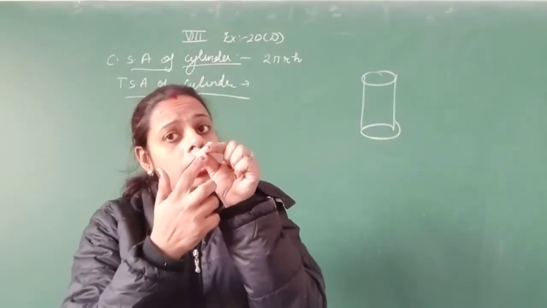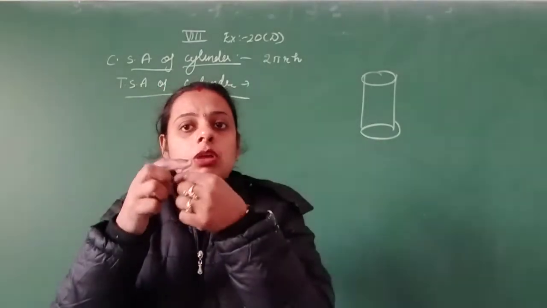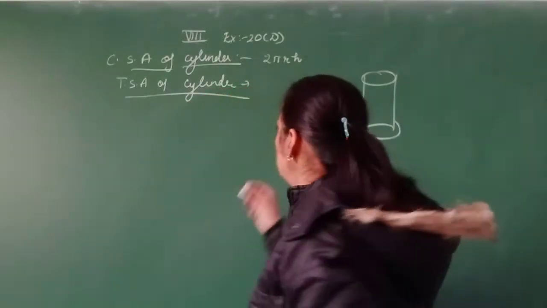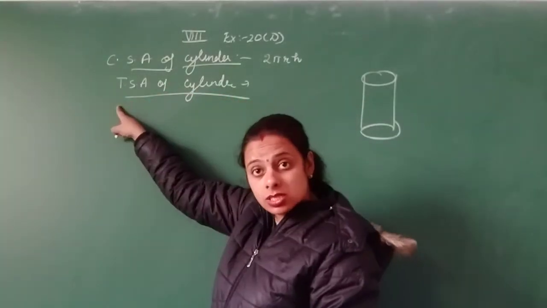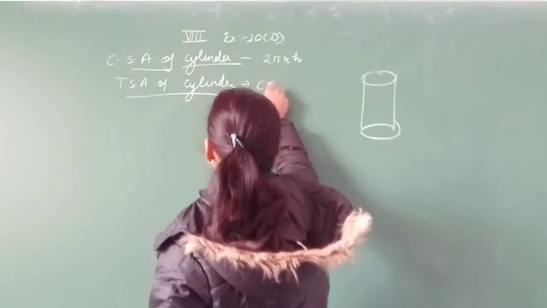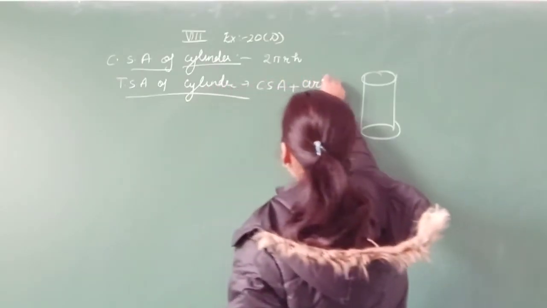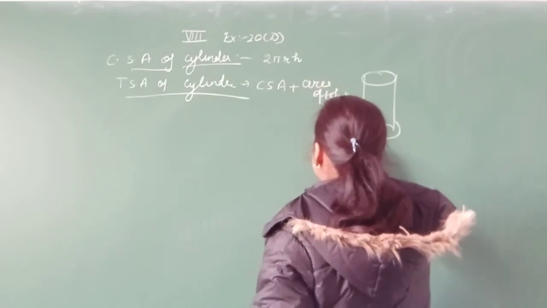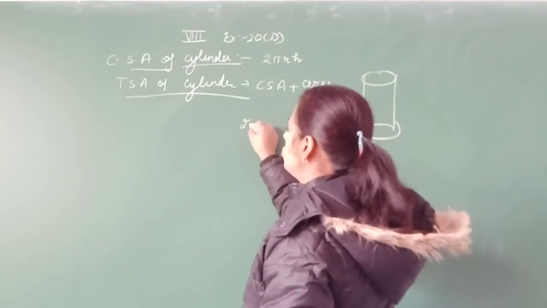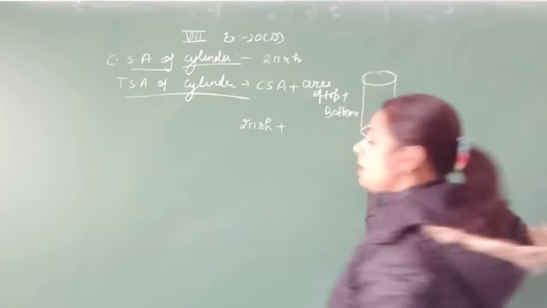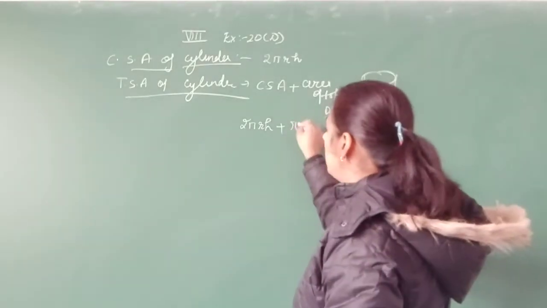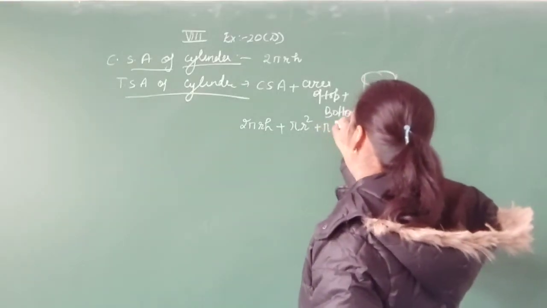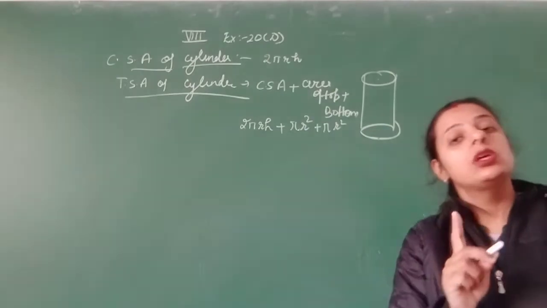So the area of a circle is pi r square. And in the same way your top is also a circle, so its area is also pi r square. So when you want to get the total surface area of a cylinder, you have to add the curved surface area plus the area of top and the area of bottom. Curved surface area is 2 pi r h. If there is a base only, then you have to add only 1 pi r square. If you have to add the top also, you have to add again pi r square. It means you have to add 2 times pi r square.